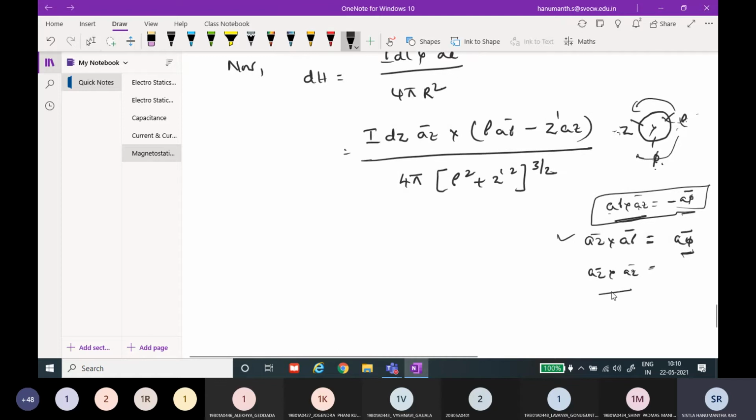Very good. Now coming to Az bar cross Az bar, it is equivalent to 0. So now what is my dH? dH is equivalent to I dz, of rho A5 bar, because Az bar cross A rho bar is A5 bar and Az bar cross Az bar is 0. Therefore I should not represent that term, divided by 4 pi times rho square plus z prime square whole power 3 by 2. Is it clear?